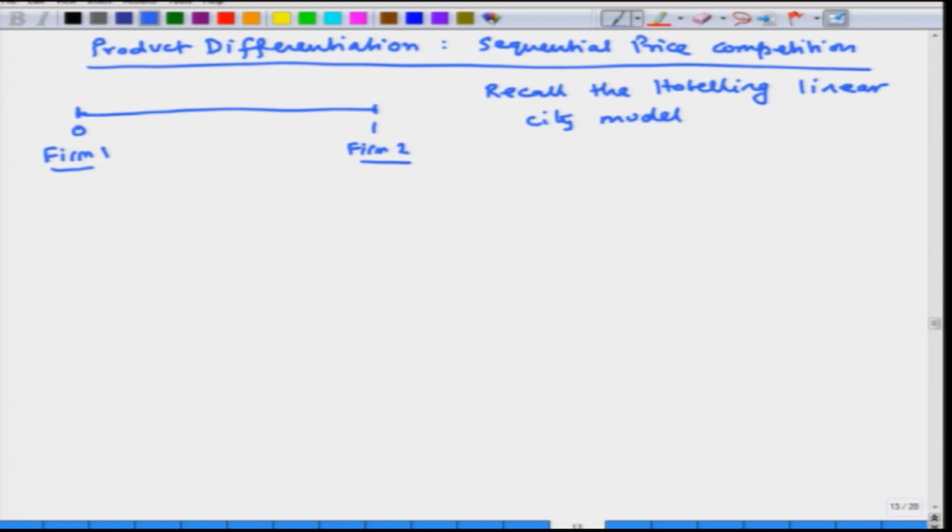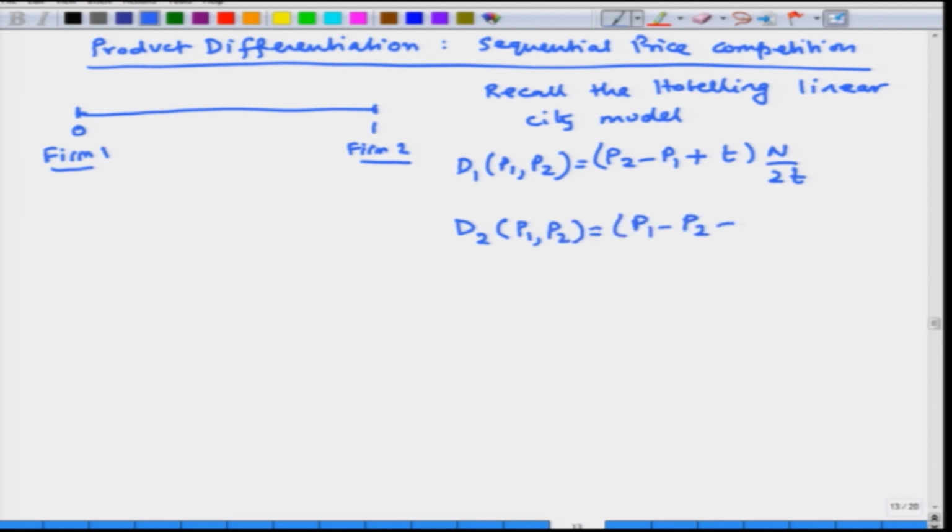We found out the indifferent customer, then we found out that all customers to the left of that indifferent customer go to firm 1, all those to the right of that indifferent customer would go to firm 2, and we had D1 of P1, P2 equals (P2 minus P1 plus T) times n divided by 2T, where n was the total number of customers. The demand for firm 2 is (P1 minus P2 plus T) times n divided by 2T. So, firm 1 acts first.